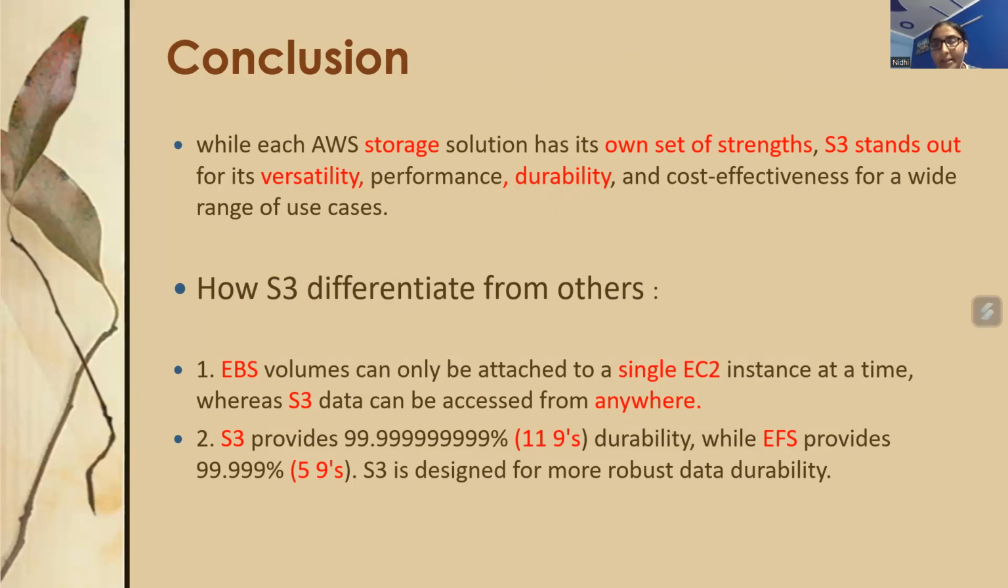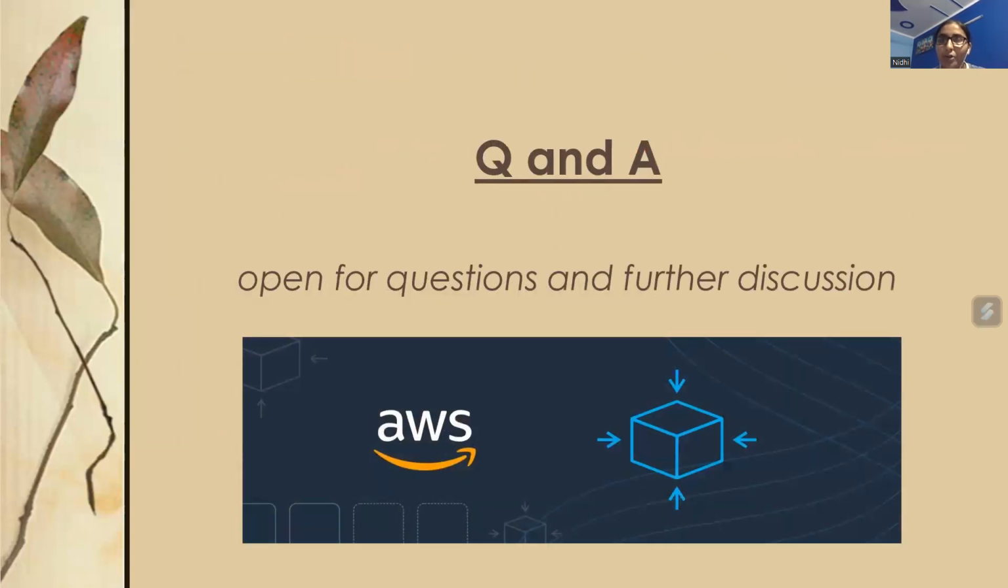So this is how S3 is different from other storage classes, and obviously every storage class has its own benefit. This is how S3 was important, and one of the main features of AWS is cost effectiveness, versatility, performance, durability. These are main features of S3. So I'm done with my PPT. I'm just open for any questions and further discussions.